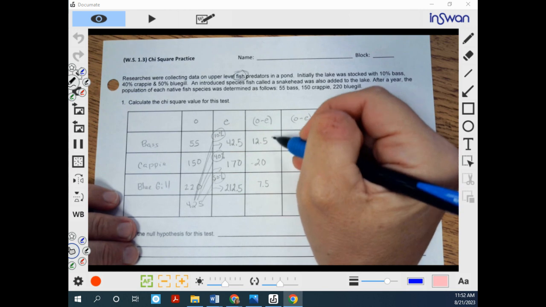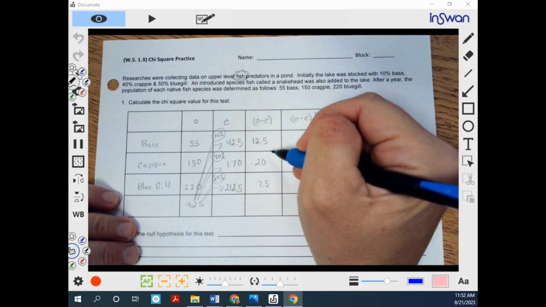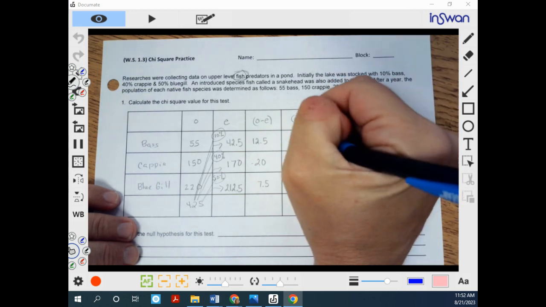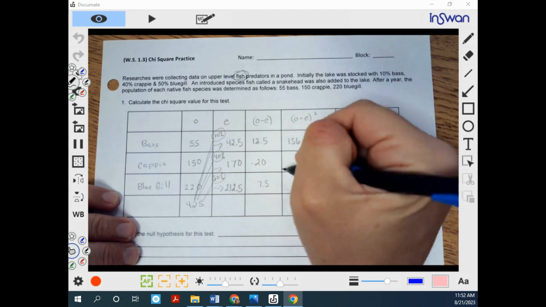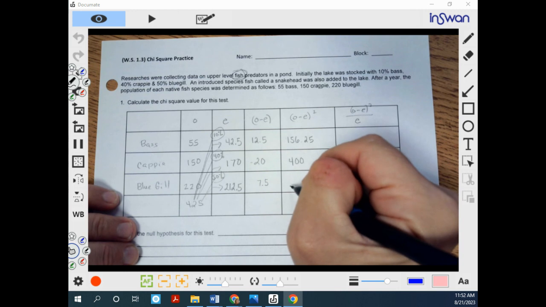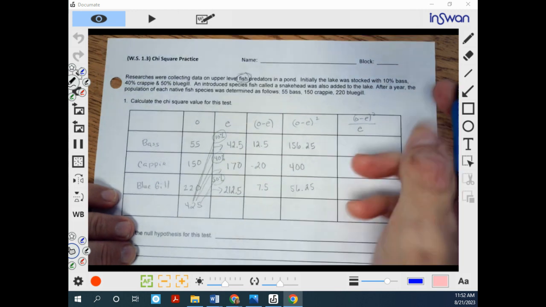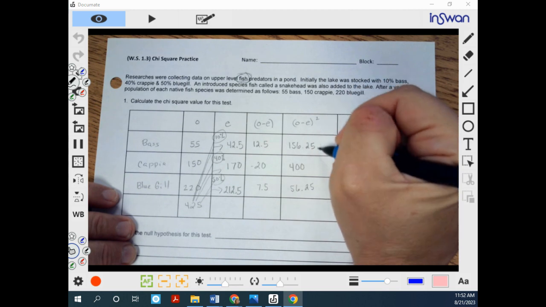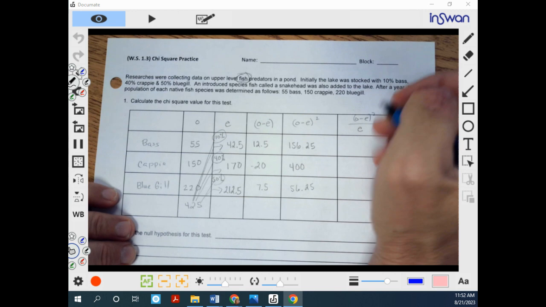Now, when you go to square them, squaring isn't 12.5 times 2. It's 12.5 times 12.5. And that is 156.25. 20 times 20, or 20 squared, is 400. And then 7.5 squared is 56.25. Okay. So now this number, like 156.25, is the top number in this next calculation.